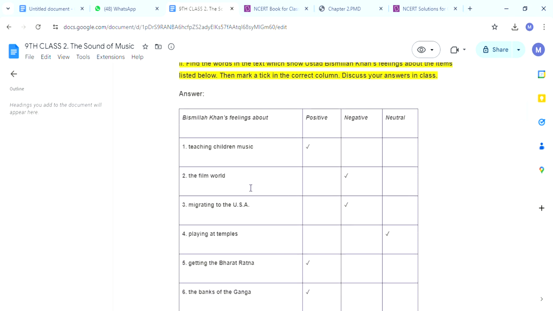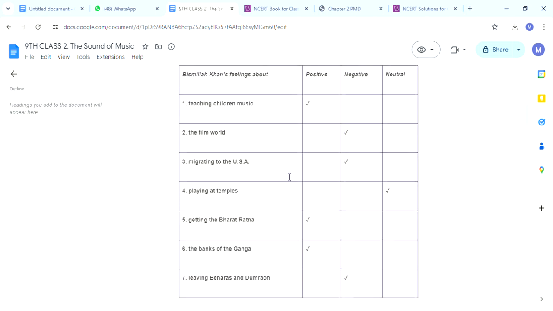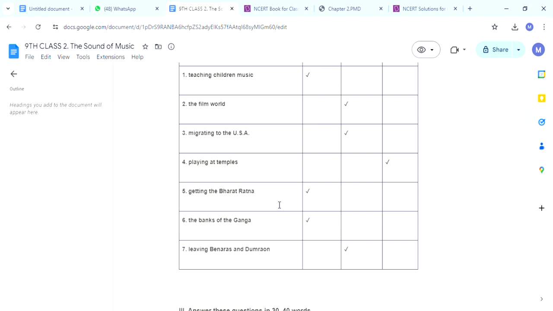The film world, negative. Migration to the USA, negative. Playing at temples, neutral. Getting the Bharat Ratna, positive. The banks of the Ganga, positive. Leaving Benares and Dumraon, negative.